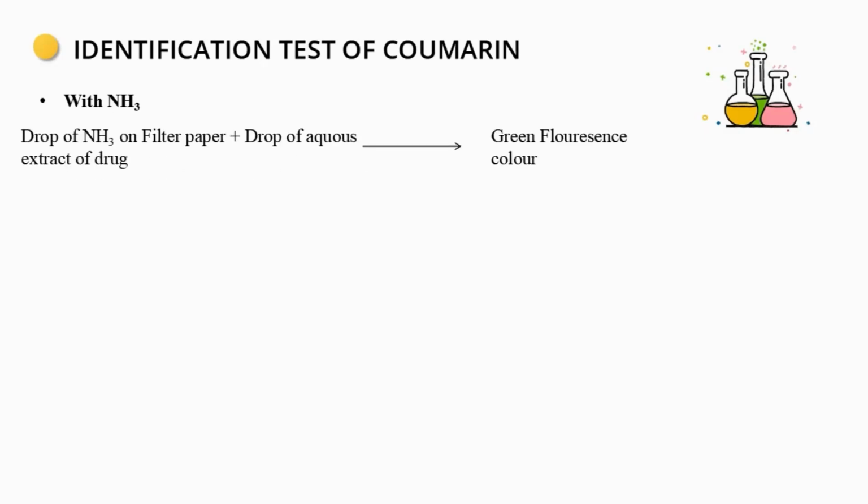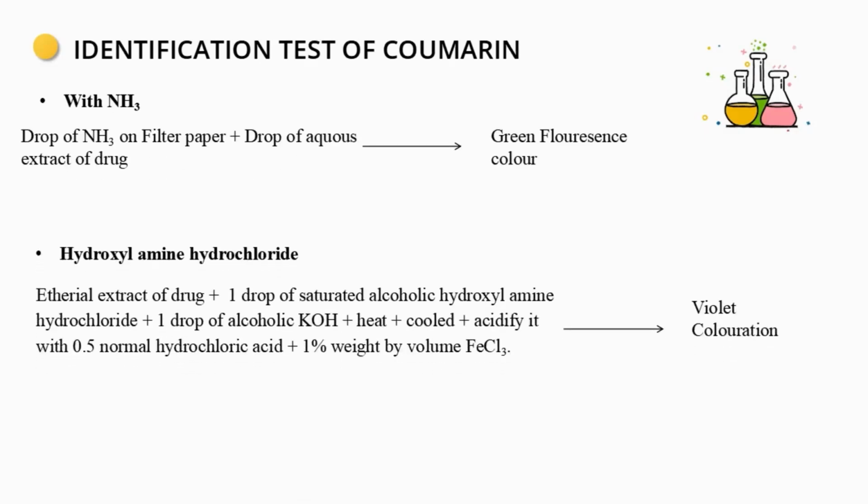Now we see the identification tests of coumarin molecules and check how these molecules are identified. The first test is the test with ammonia. In this test, 2 to 3 drops of ammonia are taken on filter paper and a few drops of aqueous extract of the drug are added. It changes into a green fluorescence color, which indicates the presence of coumarin molecules.